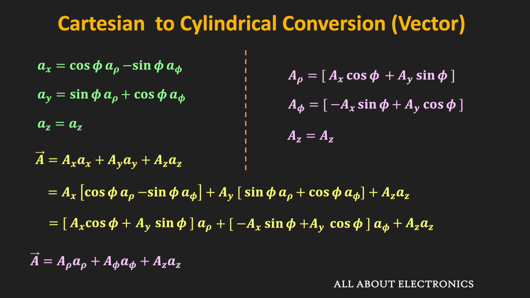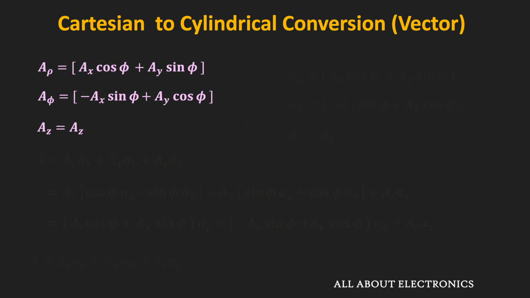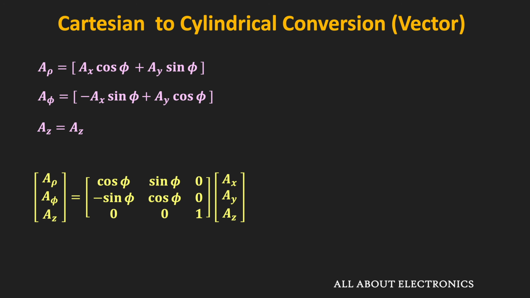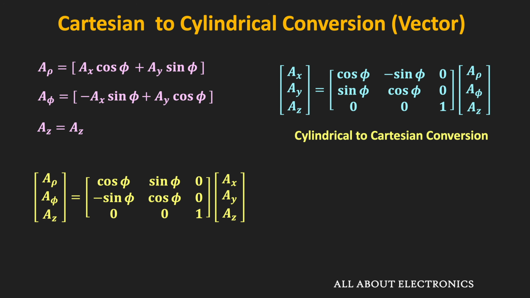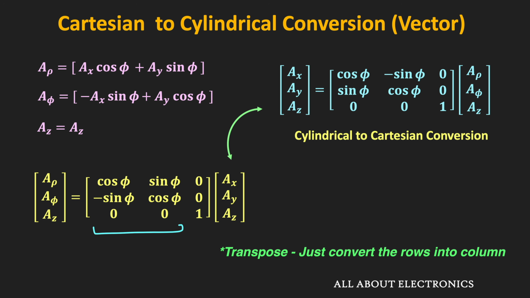So in this way, we also found the cylindrical vector components a rho, a phi and az in terms of the Cartesian coordinates. And the same thing can also be written in the matrix form. Now, if you compare this matrix with the cylindrical to Cartesian conversion matrix, we can find that it is just the transpose of the given matrix. And vice versa, it is also possible.